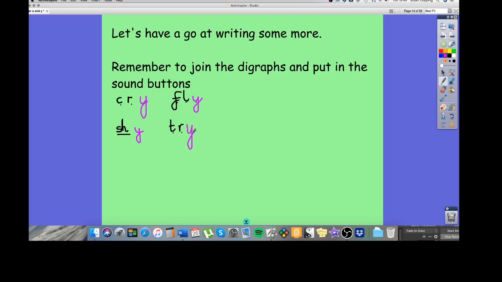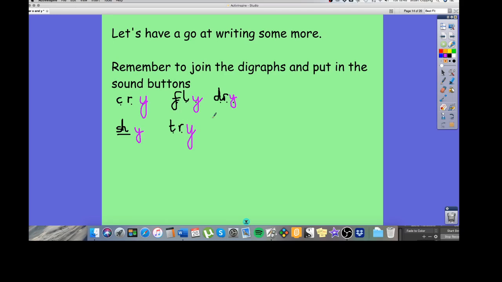Okay. We're also going to have dry. Dry. I needed to dry myself after going swimming. Dry. Here's the sound buttons. And here's the word if you haven't already done so. So it's D, R, Y. Dry. Okay?